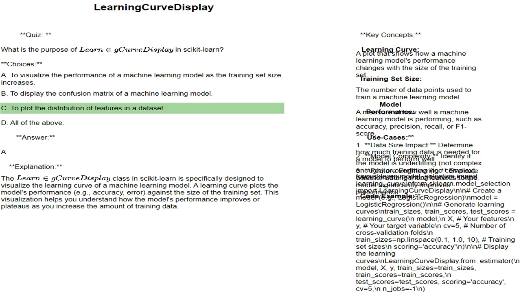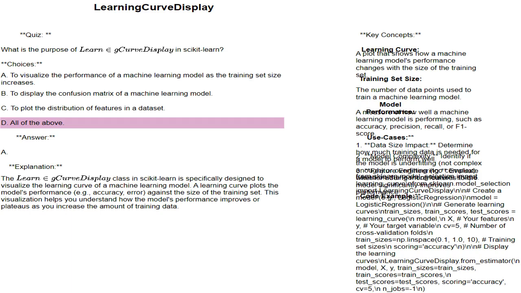To plot the distribution of features in a dataset. False. Only option A is accurate. Options B and C describe different visualization tools. All of the above. A. Learning curve. A plot that shows how a machine learning model's performance changes with the size of the training set.